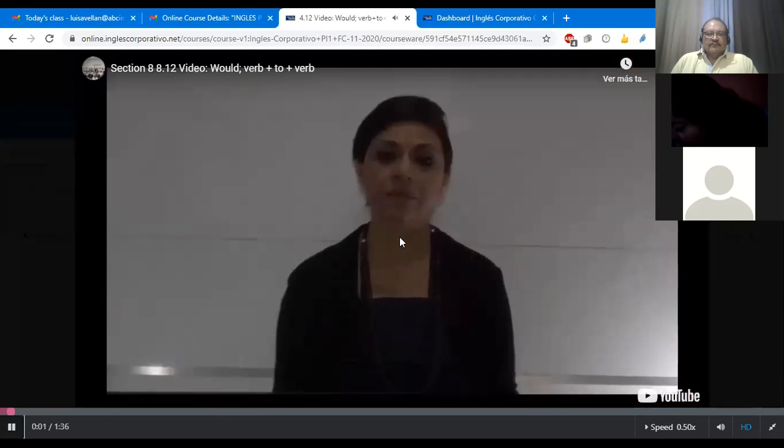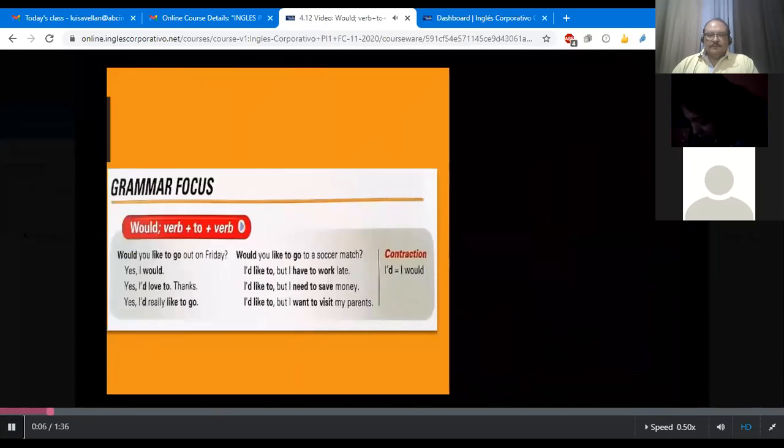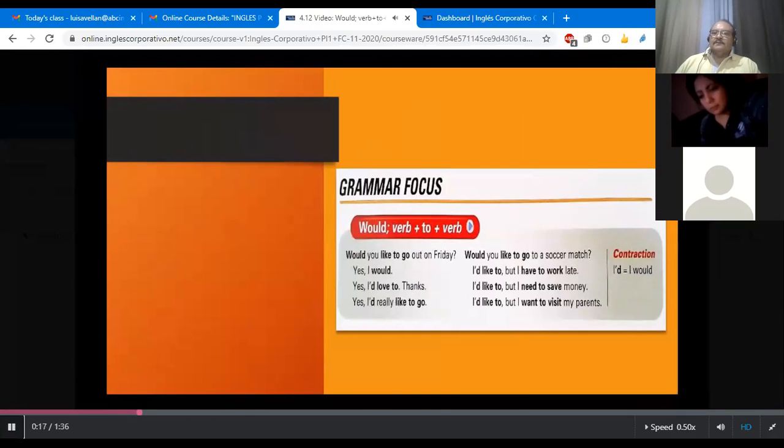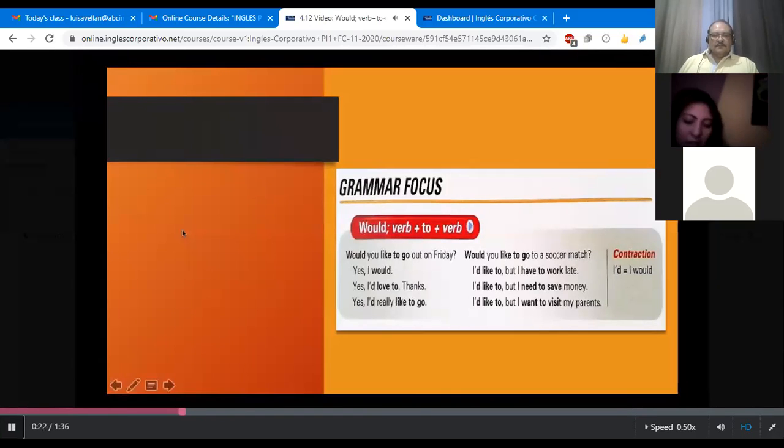By the end of this lesson, participants will comprehend the use of would in questions and answers. Remember I told you last class to pay attention to the conversation when they used "I'd like to" or "I'd love to"? Well, now it's our turn to study how to form a sentence for accepting and refusing an invitation. Let's check it out. Would plus verb plus to plus verb. Would you like to go out on Friday? Yes, I would. Yes, I'd love to. Thanks. Yes, I'd really like to go.